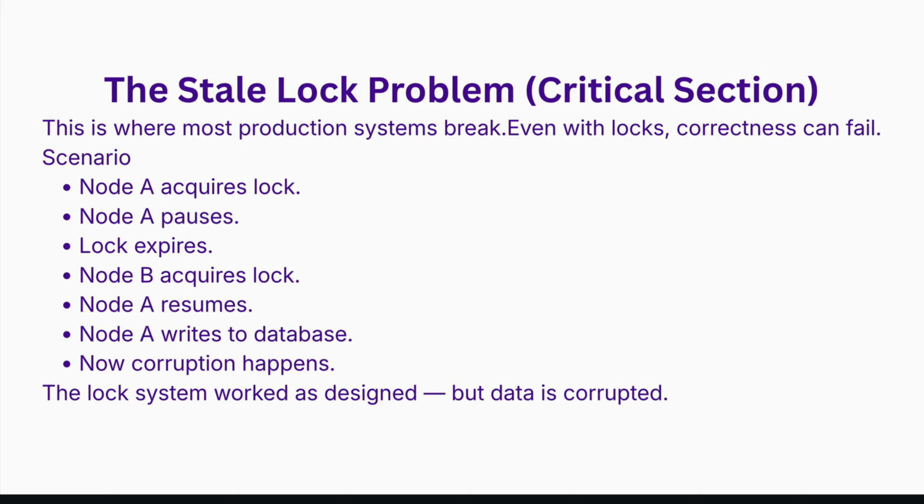The stale lock problem, we know, is where most production systems are breaking. So till now, whatever strategies we discussed are just ensuring that the lock ownership is guaranteed, but they're still not really helping in terms of stale locks. So correctness is one of the factors which can still fail. Like node A acquires the lock, node A pauses, the lock expires, or the node is eliminated. Then node B acquires the lock, and by any chance if node A resumes, you will have two servers assuming that they have the lock. So this is how the corruption happens.